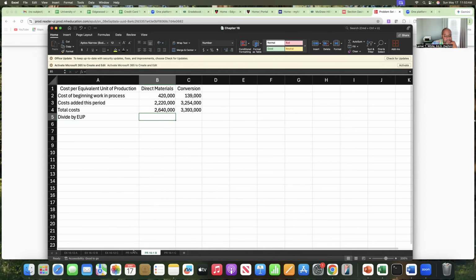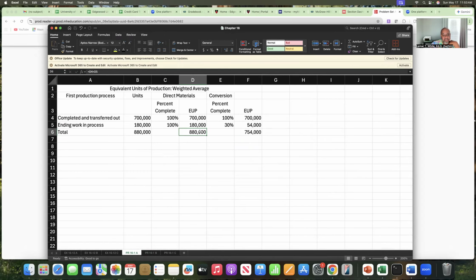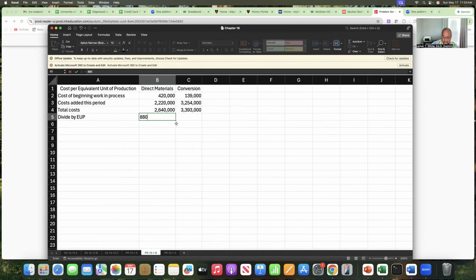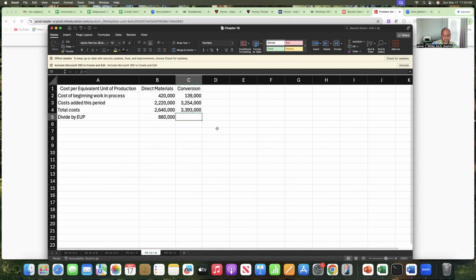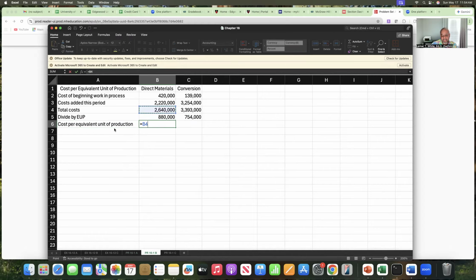And if I go back to part A, I see that for direct materials, my equivalent units of production is 880,000. So I'm going to put 880 here. And for my conversion cost, it's 754,000. So I'm going to put 754,000 here. And then for my costs per equivalent unit of production, I'm going to divide these two numbers. So the 2,640 divided by the 880, and that gives me $3.